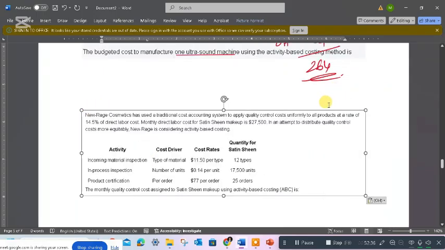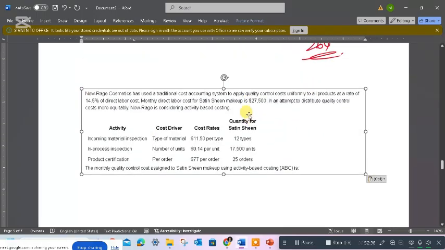Okay. New Rage Cosmetics has used a traditional cost accounting system to apply quality control cost uniformly to all products at a rate of 14.5% of labor cost. Monthly labor cost for satin sheen makeup is 27,500. In an attempt to distribute quality control cost more equitably, New Rage is considering ABC. The monthly quality control cost assigned to satin. Where is the quality control cost? So all of them are quality control, is it?